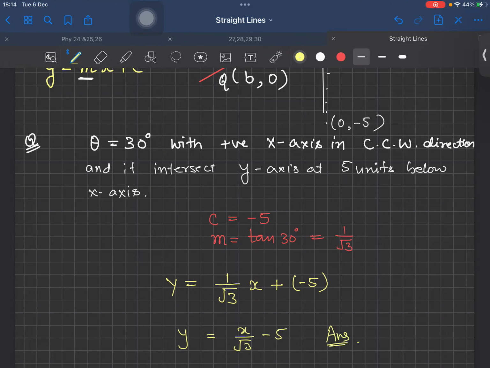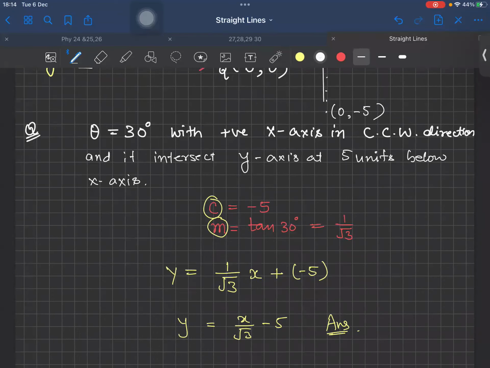That means see, m is given and c is given. Then only you can use the slope-intercept form. And sir, is it okay? Yes, sir. Understood. Right? You're getting my point or not? Yes, sir. Understood, sir.